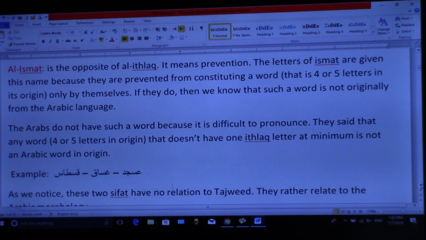If they do, means if they form a word by themselves, then we know that such a word is not originally from the Arabic language. And see what I said? It's not originally from the Arabic language, but it became an Arabic word. You understand? Like now we have many words in English that are not originally English, right?